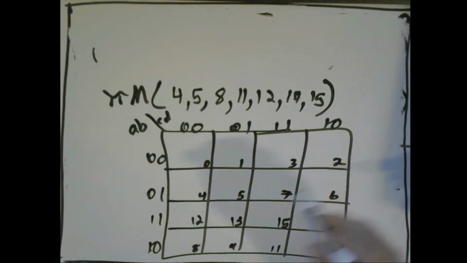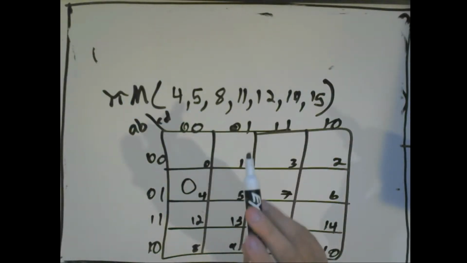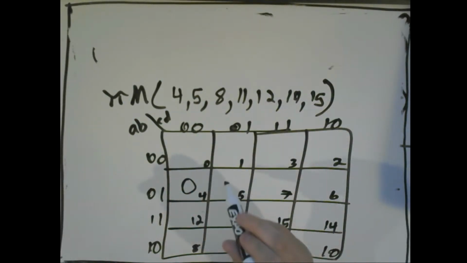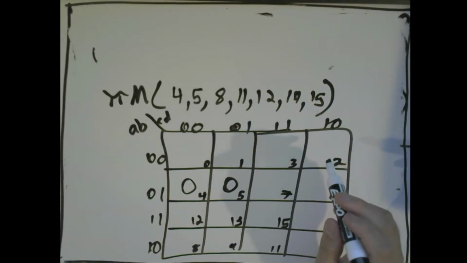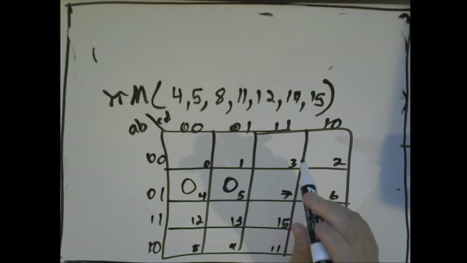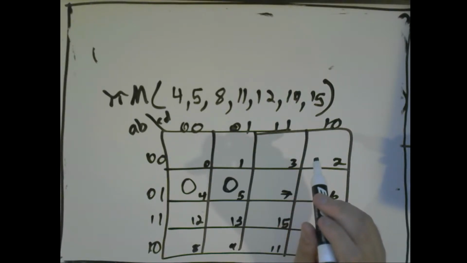So let's look at 4. The 4 is right here. I'm going to put a 0 instead of 1, because this is a product of maxterms. I have a 5 right here. I'm going to put 0 there. 8. Go ahead and put these zeros in.